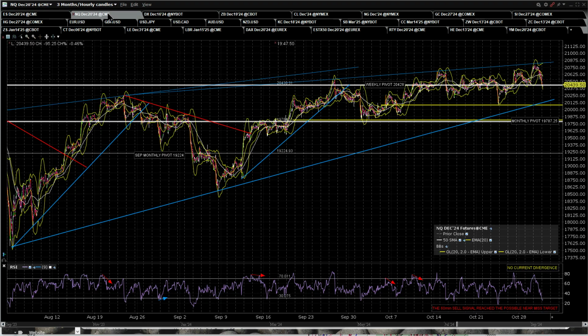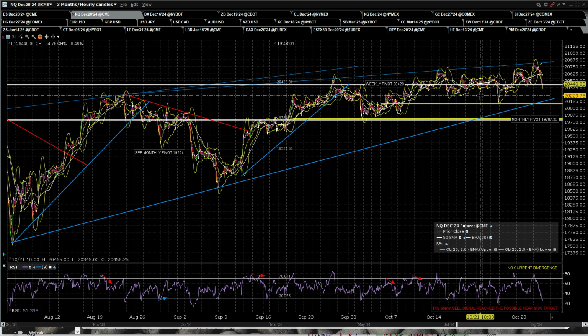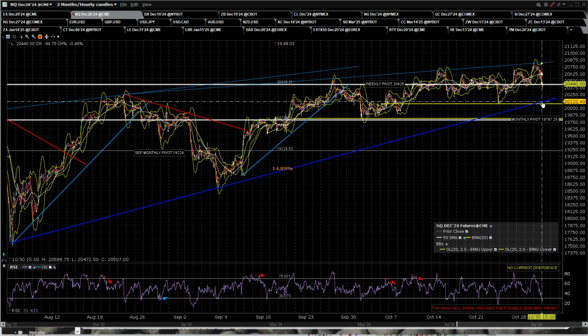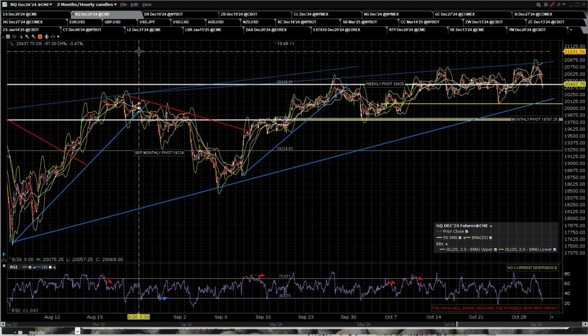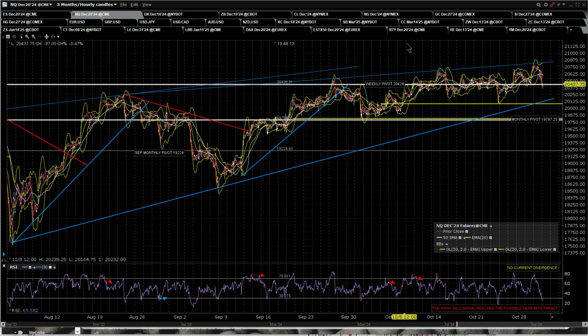In terms of NQ, we saw a move back below the weekly pivot. I've got this possible rising wedge I'm watching here, and I'm wondering about a test of the rising support trend line, which I've currently got at the 20,130 area. But obviously, it's a moving target. No current divergence there either. I'm not sure we've got divergence on any of them today.